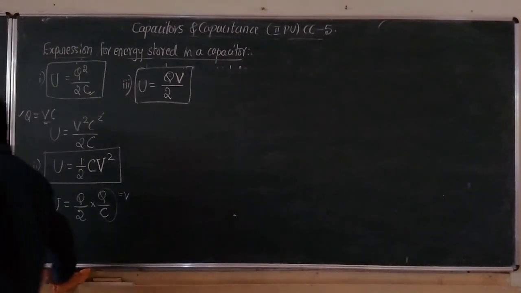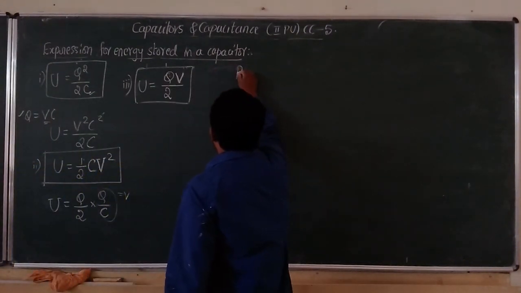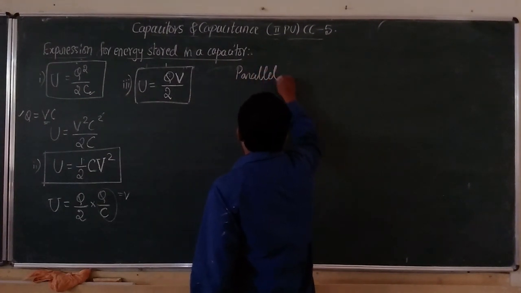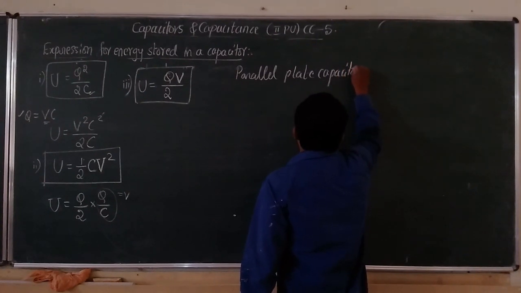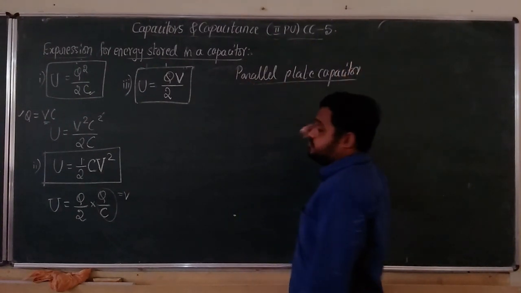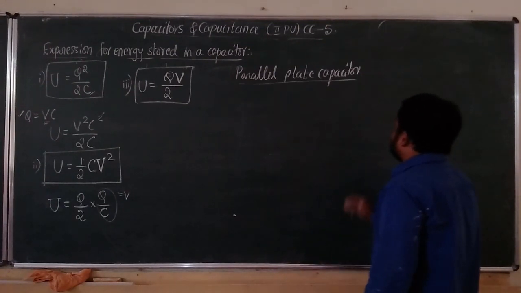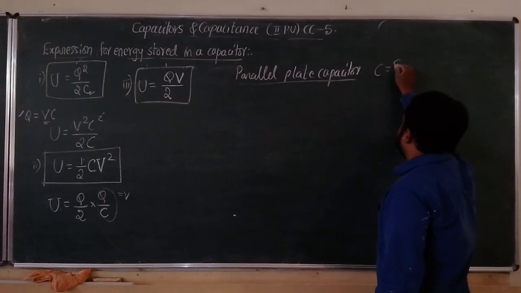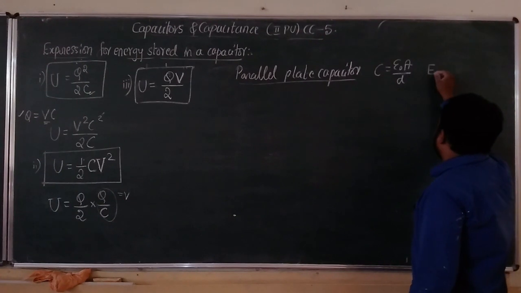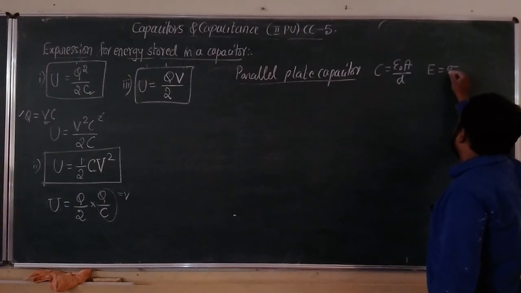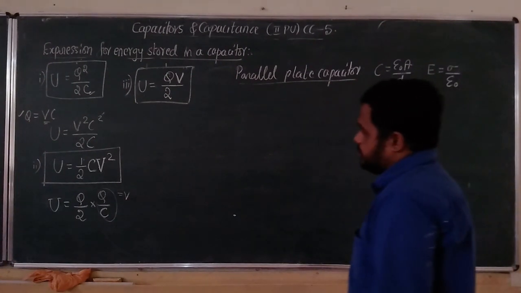Okay, next, if you consider a parallel plate capacitor, which we discussed in earlier videos. In case of a parallel plate capacitor, capacitance is given by epsilon naught A divided by D. At the same time, the electric field between the plates of the capacitor is given by E is equal to sigma divided by epsilon naught.